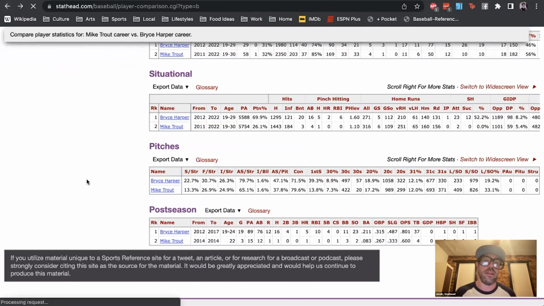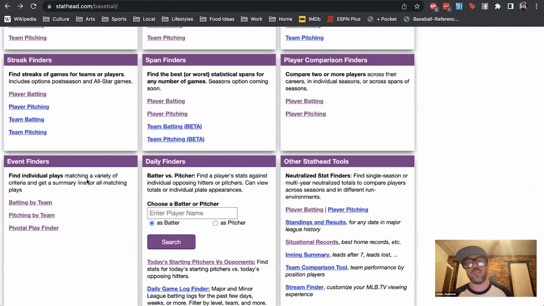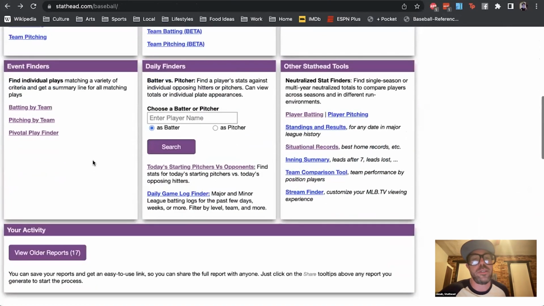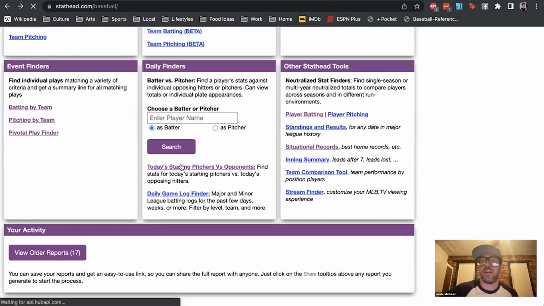Or, do I want to do this trade? Is this trade worth it? Is the player I'm giving up better than the player that I would be getting in the trade? You can plug all that into the comparison finder. But one thing that people maybe miss or don't notice is down here under the daily finder section, there's something called today's starting pitchers versus opponents.